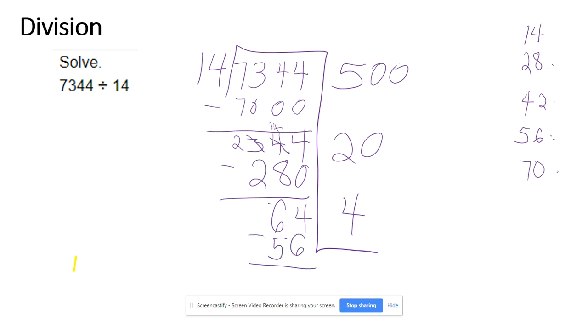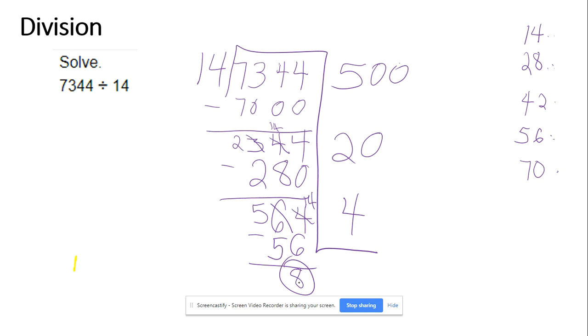Oh, can't do 4 minus 6. So let's regroup. Another 14. So we have 14 minus 6 is 8. 5 minus 5 is 0. So we have 8 left over. We have 8 ones, and this can't be split evenly into 14 groups. So this is our remainder.